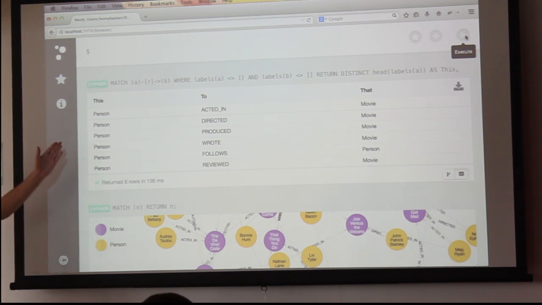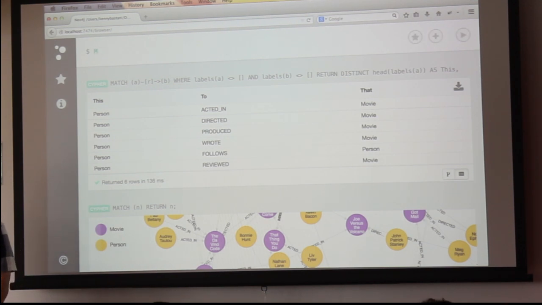So for example, we have people who have acted in a movie, we have people who have directed a movie, we have people who have produced a movie, wrote a movie, we have people who follow other people, and we have people who have reviewed a movie. So something very similar to IMDb, that's the data set that we have in here. Cool.